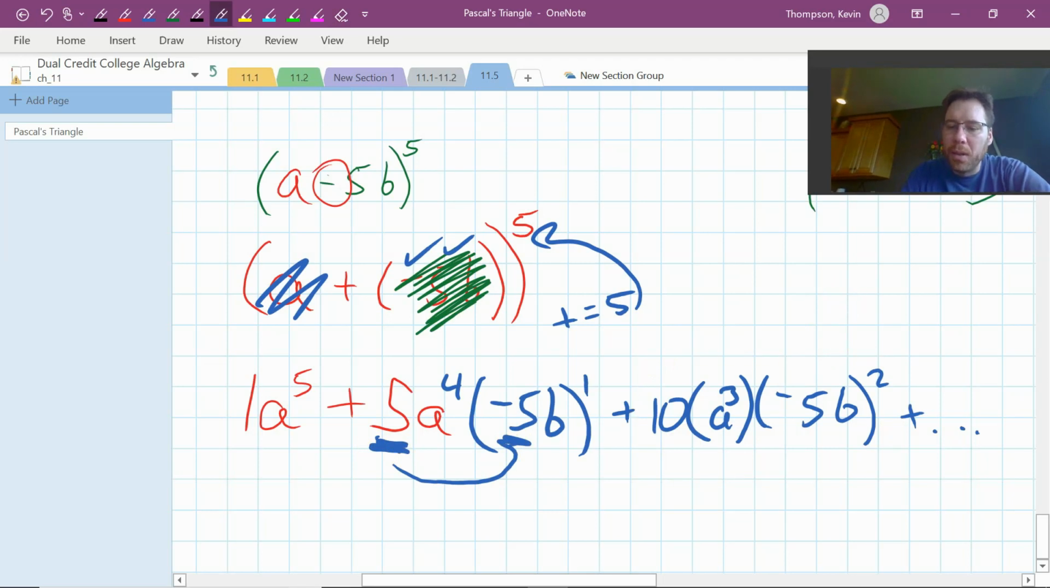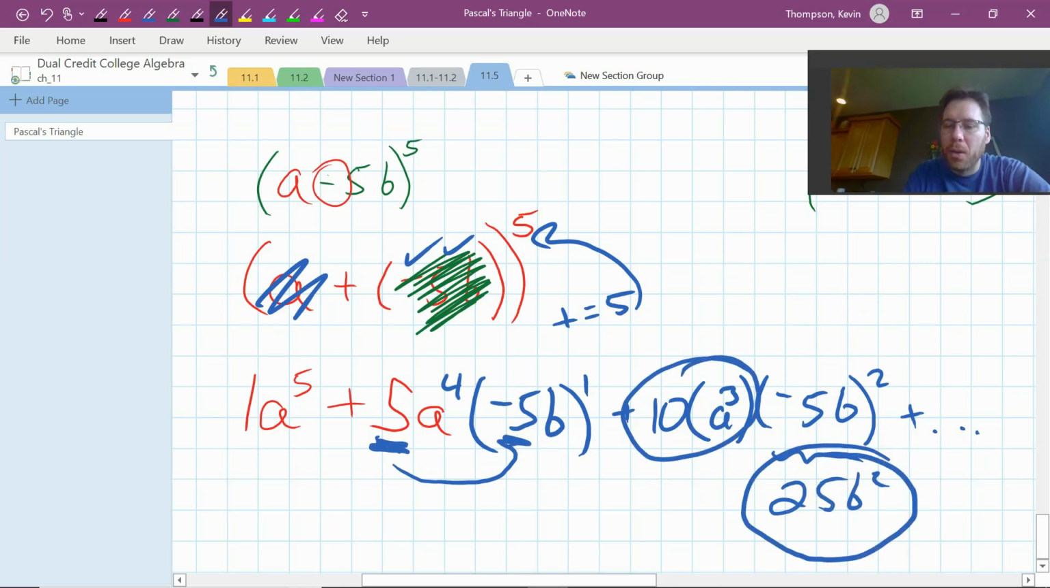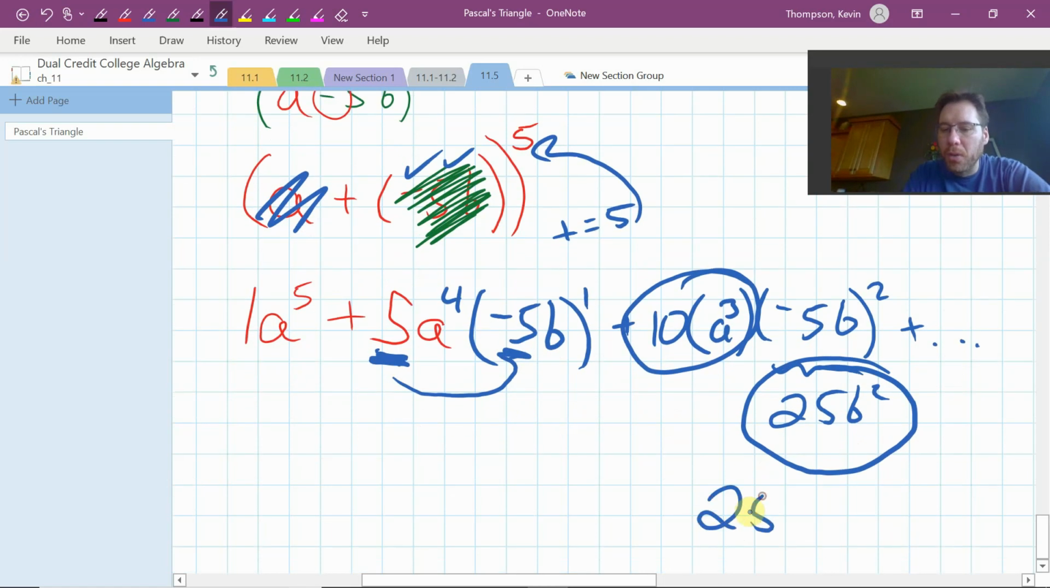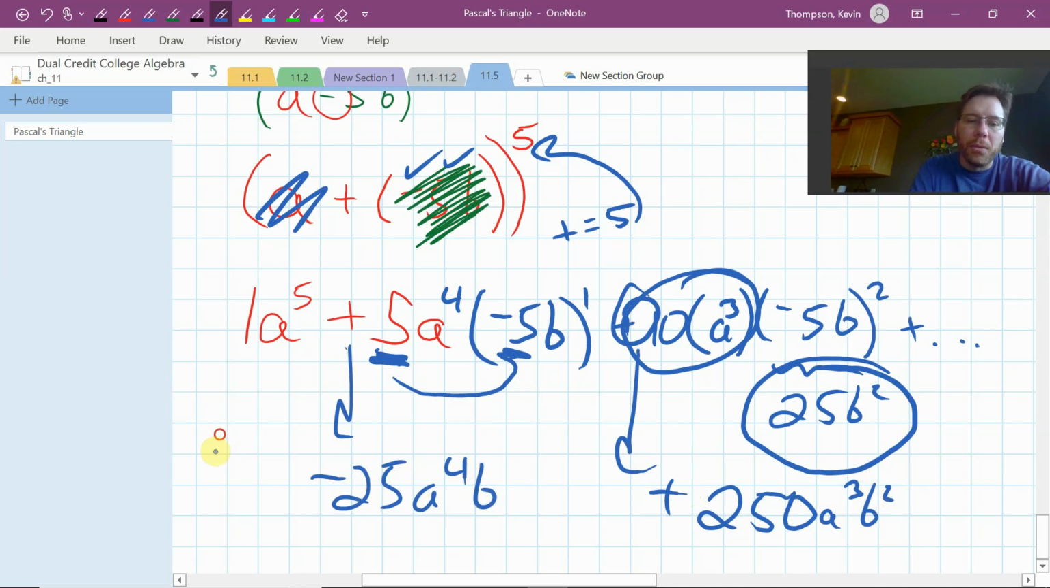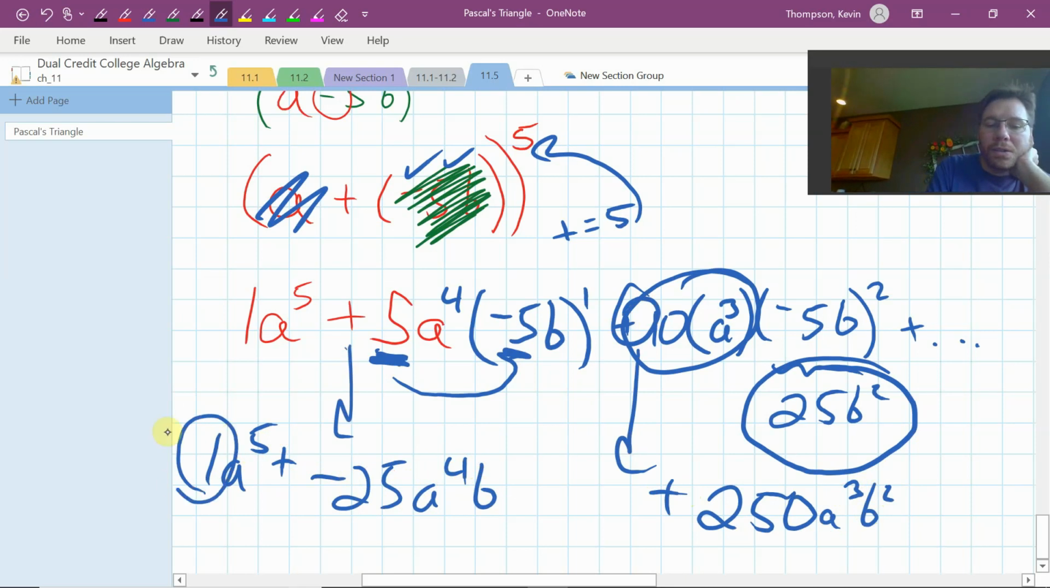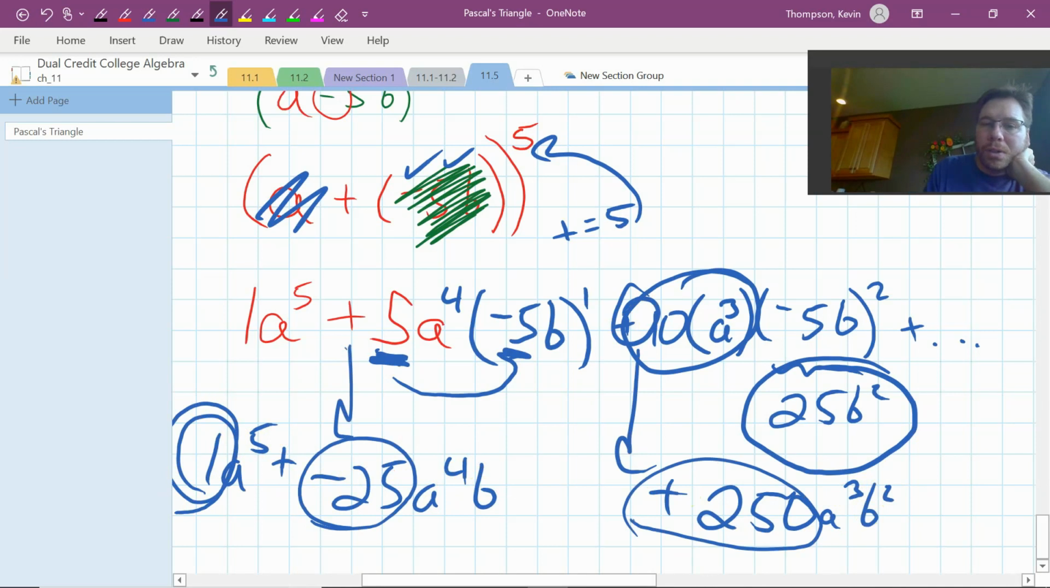So this second portion here should be 25b squared. So we'd have 10a cubed times 25b squared, and then so that's 250 a cubed b squared, and that's a plus. This second term would have been a minus 25 a to the fourth b, and the first term was 1a to the fifth. And so you can see here also the signs alternate. Well, positive, negative 25, positive 250. Okay.